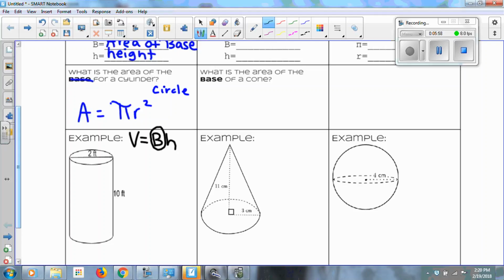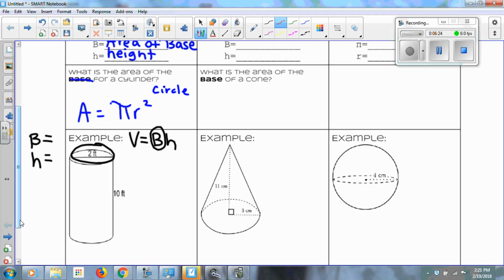I know that I have to find the area of the base, the area of this circle right here. So I like to organize my information. I need to know what the big B is, and I need to know what the H is in order to use my formula. I can already fill out some of this unknown information.